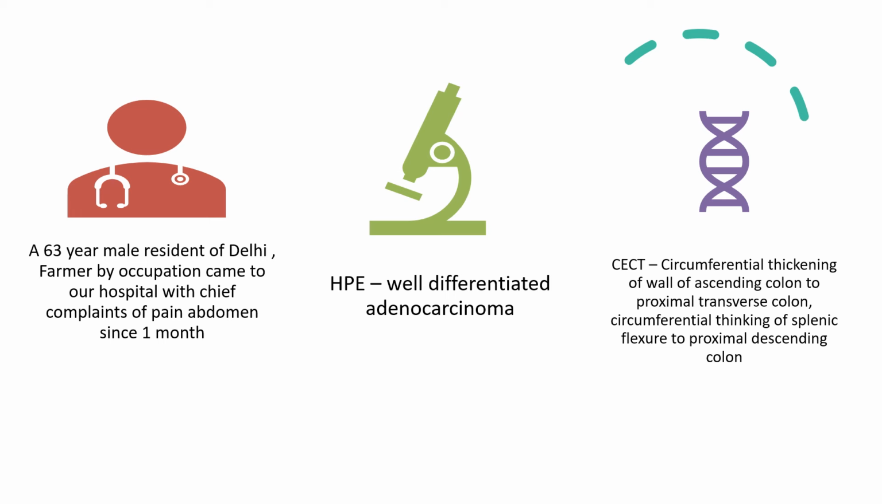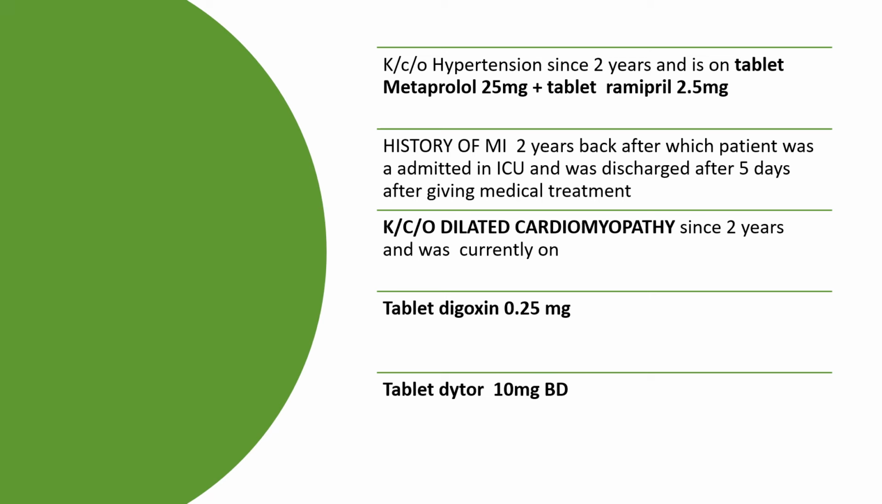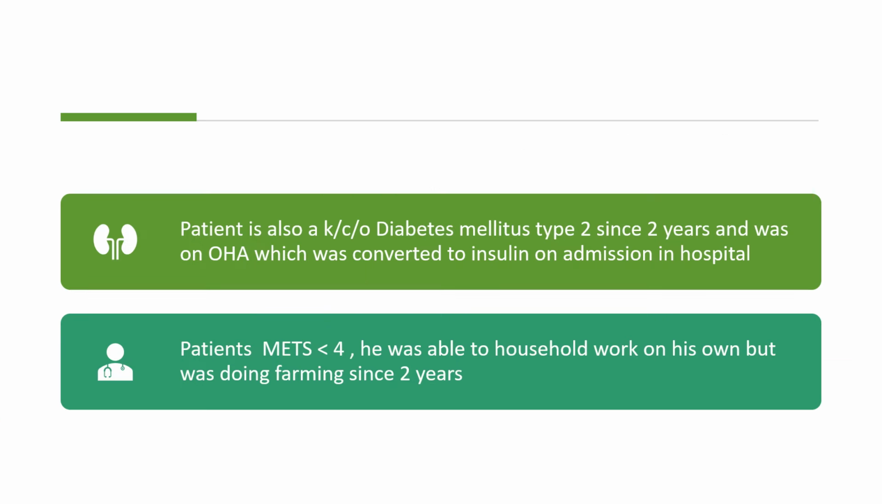So a case: we had a 63-year-old male who was a farmer by occupation who came to us with chief complaints of pain abdomen. He was diagnosed to have well differentiated adenocarcinoma. He was a known case of hypertension since the last 2 years and was on tablet metoprolol and ramipril. He had MI 2 years back, and since then he was a known case of dilated cardiomyopathy, for which he was taking tablet digoxin and diuretic. He was a known case of diabetes mellitus and was converted to insulin on admission to hospital. He had METs less than 4.